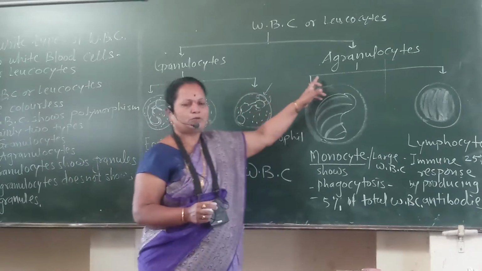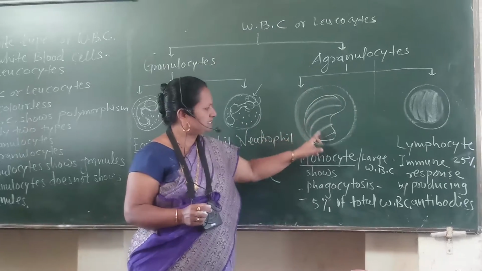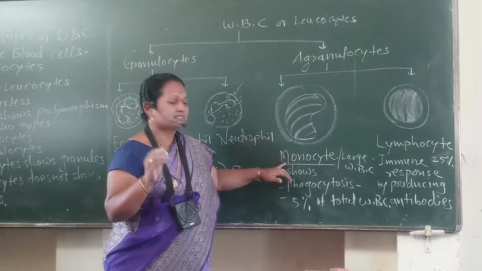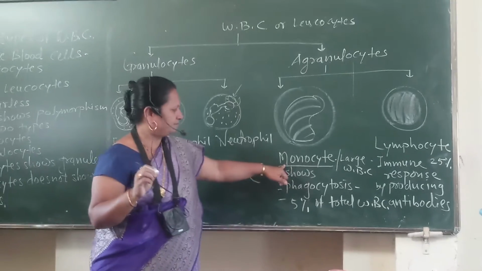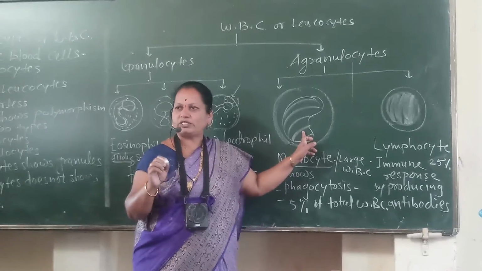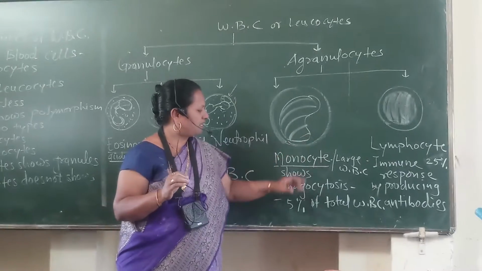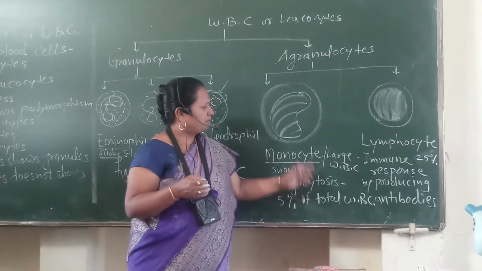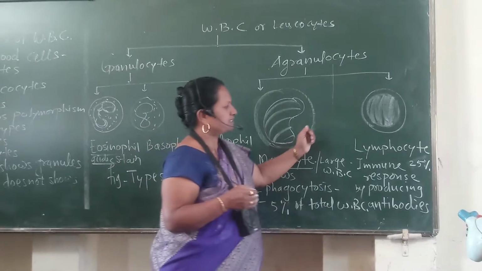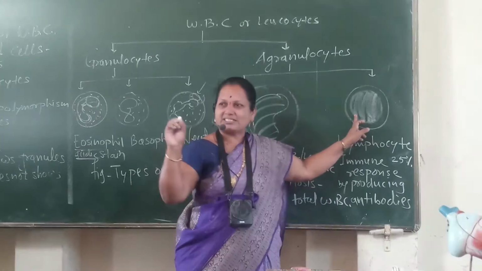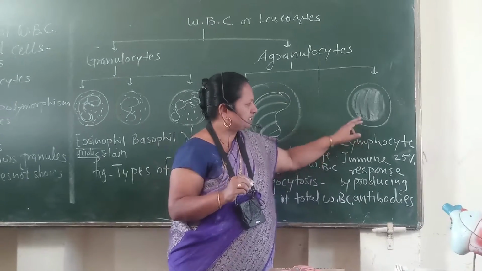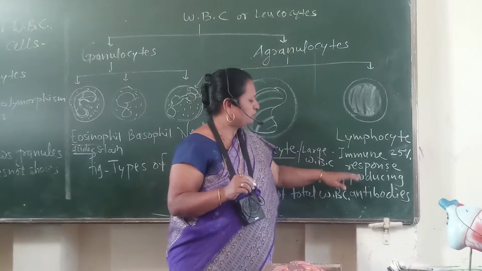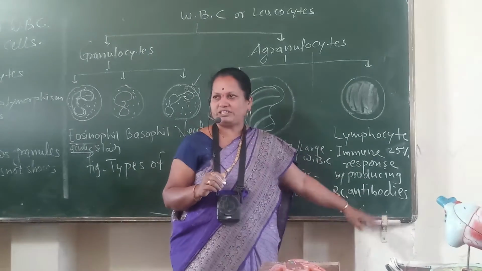The next types of WBC are agranulocytes. That means these cells do not consist of granules in their cytoplasm. First, the largest WBC, that is the monocyte. It consists of a large kidney shaped nucleus, and is near about 5% of the total WBC. Phagocytosis. Next WBC, that is the lymphocyte. It is the smallest WBC. It does not consist of granules, and it plays an important role in the immune response by producing antibodies.